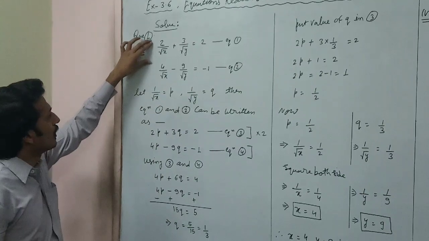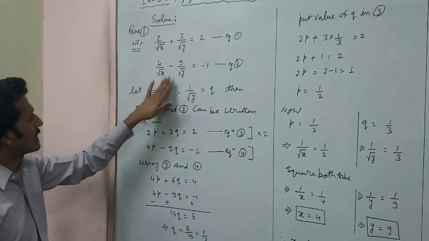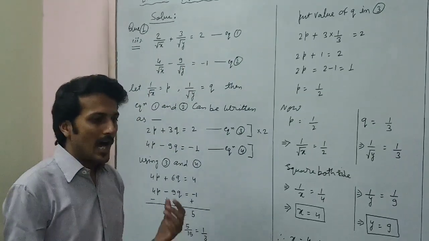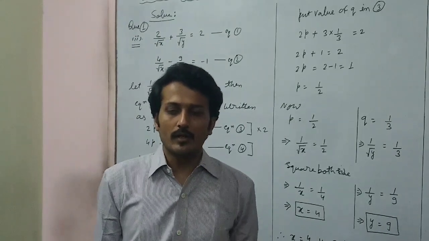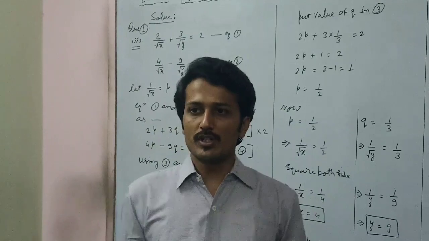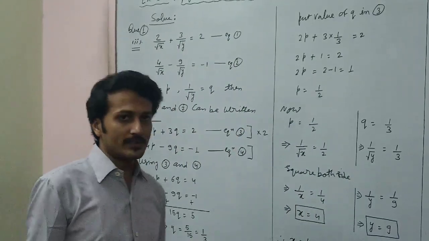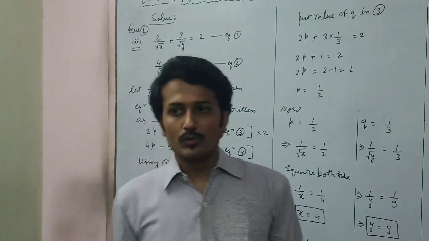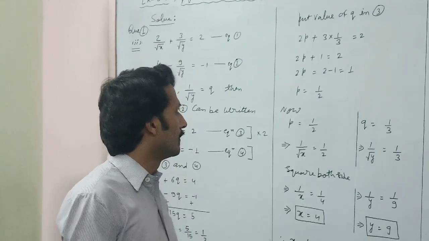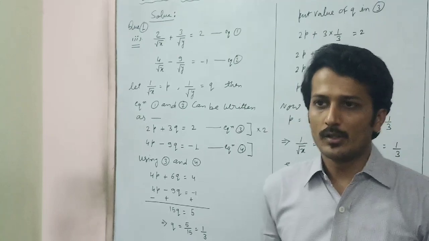The equations are 2 upon root x plus 3 upon root y equals 2, and 4 upon root x minus 9 upon root y equals minus 1. How do we get to know that we need to reduce the equation into a linear equation in two variables? In such questions, we know what a linear equation in two variables is. If the equation differs from the format of a linear equation in two variables, then we need to reduce it into two variables.